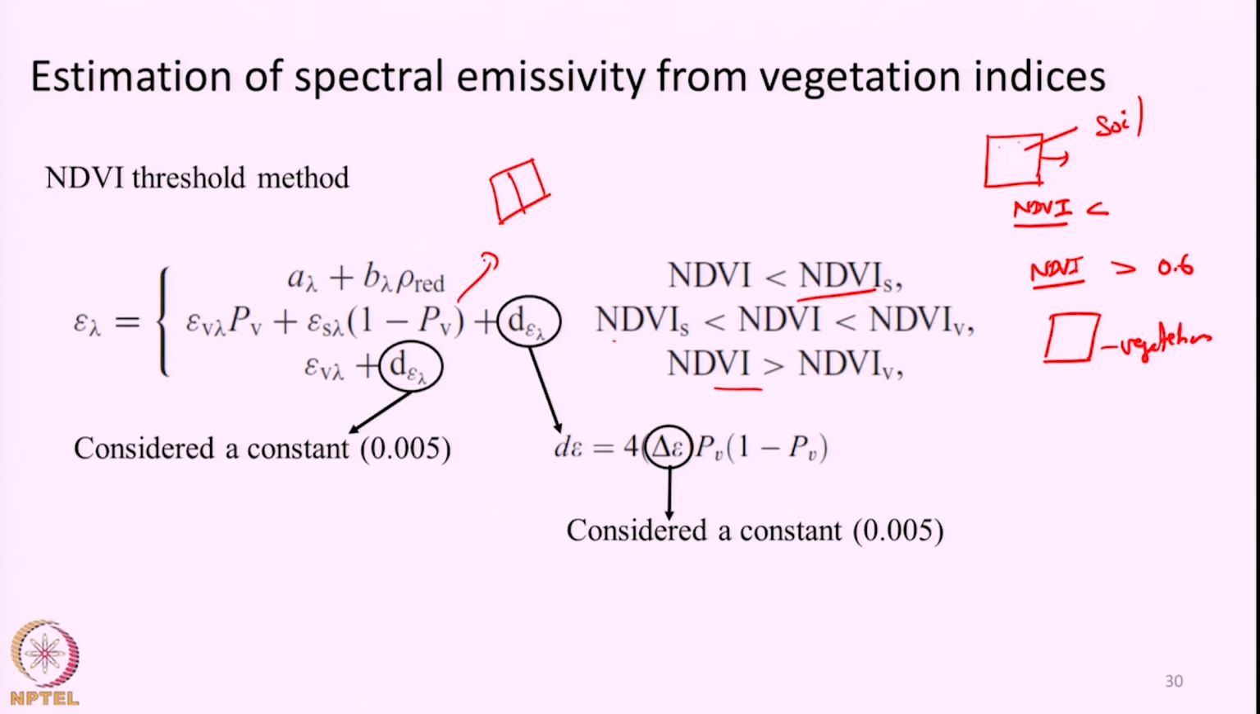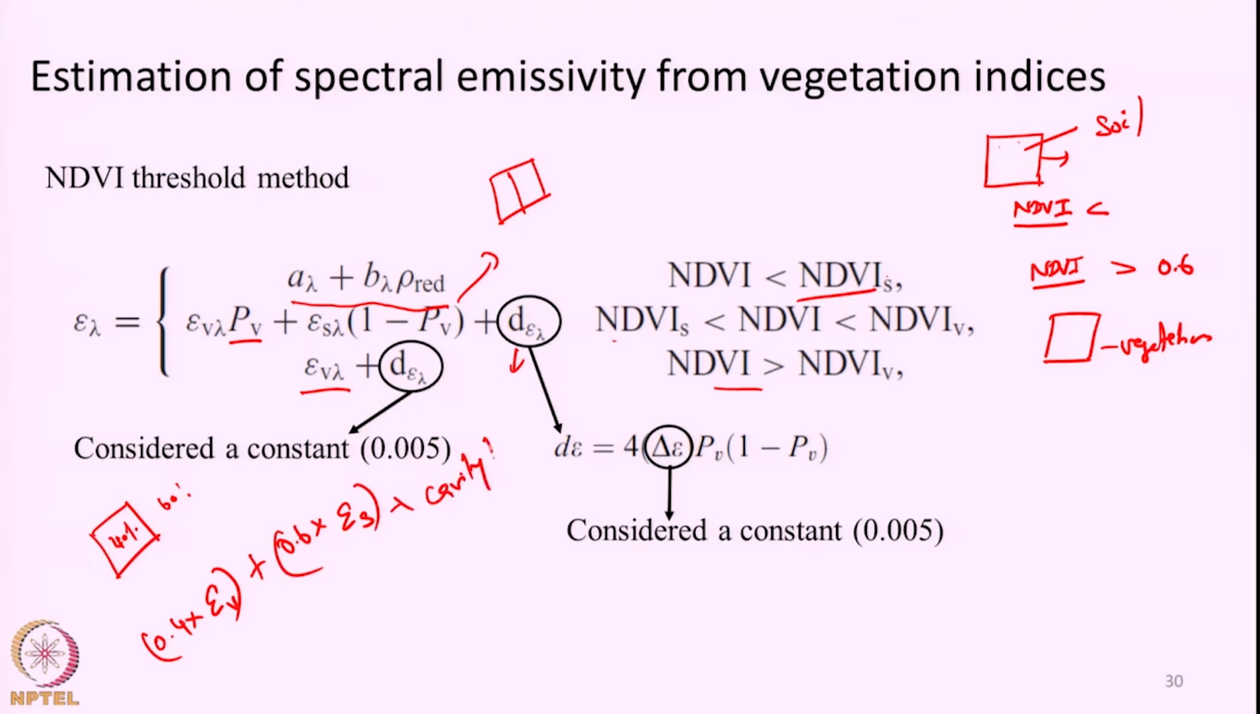So, how to calculate it? This model will simply assume if the NDVI is less than NDVI soil, assume soil emissivity for it. If NDVI is more than NDVI of vegetation, assume vegetation emissivity for it, and if NDVI lies in between the thresholds, calculate the emissivity linearly. Linearly means, calculate the fraction of vegetation within the pixel. Let us say a single pixel has 40% vegetation and 60% soil. So, 0.4 times emissivity of vegetation plus 0.6 times emissivity of soil plus some cavity term. This is called the cavity term. This is the simple principle of the NDVI threshold method.